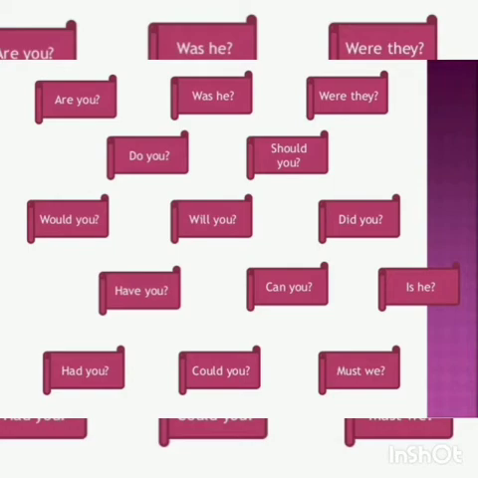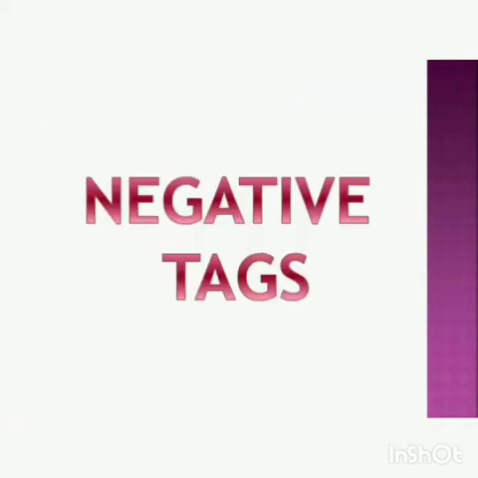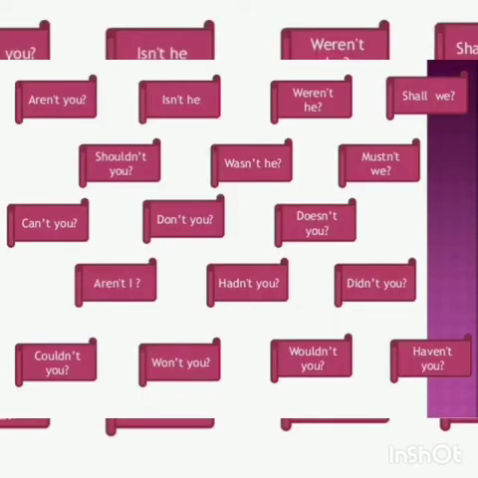Next, let us see some of the negative tags which are used in the English language. A negative tag represents not. Aren't you, isn't he, weren't he, shall we, shouldn't you, wasn't he, mustn't we, can't you, don't you, doesn't you, aren't I, hadn't you, didn't you, couldn't you, won't you, wouldn't you, haven't you.